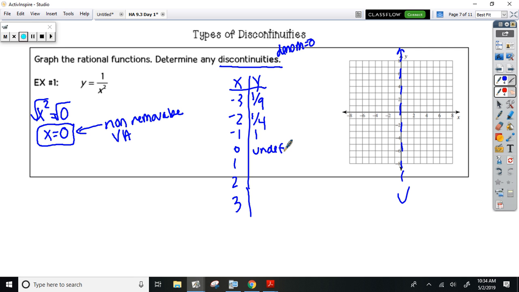So when you go to the calculator, if you check it, it'll say error. So you know that's your discontinuity. And we'll get 1/4, 1/9. Again, you don't have to do this by hand, but since the numbers are so easy to calculate, why not? Go ahead and plot this.